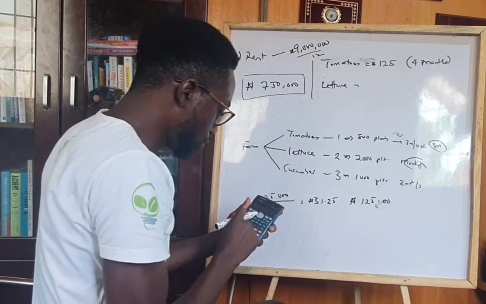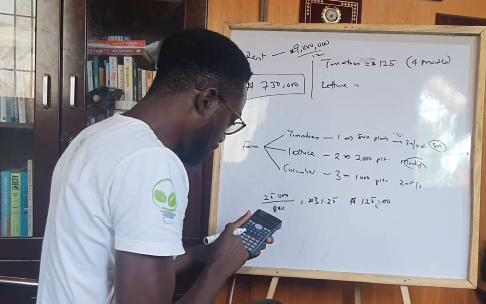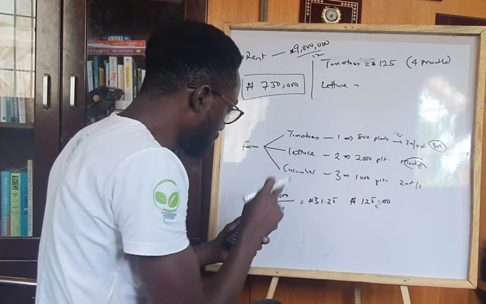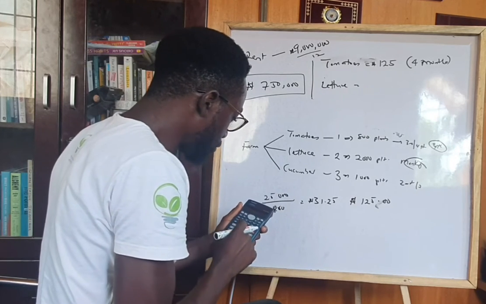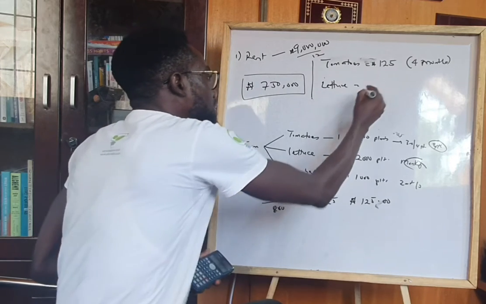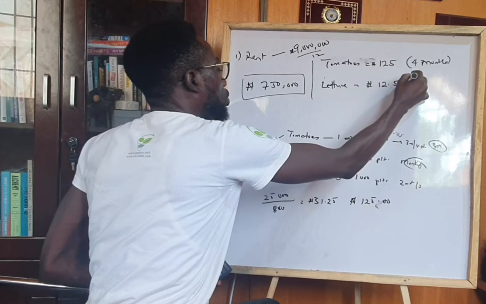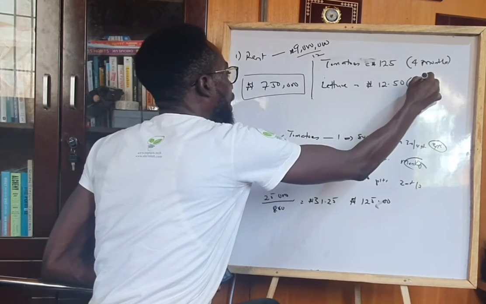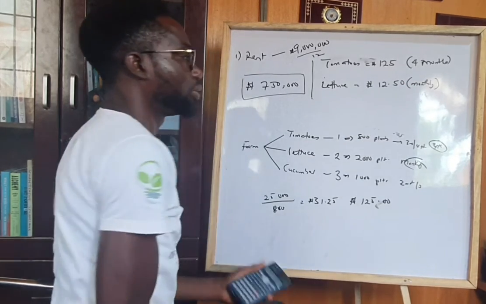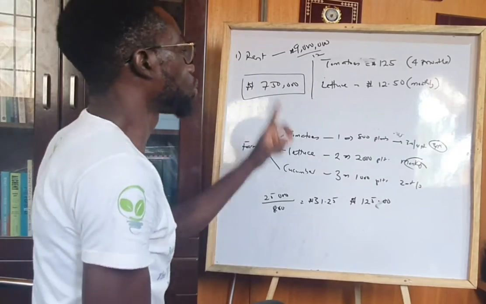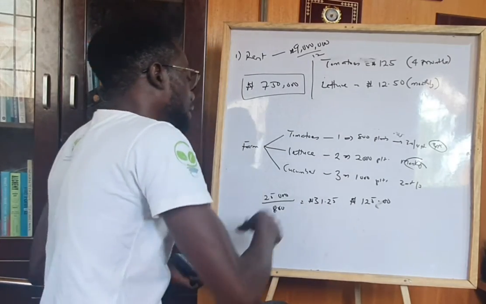for my lettuce, it will be 25,000 naira, which is now a constant, divide by 2,000, which is 12 naira 50 kobo, because I will harvest this monthly. So per plant, don't forget.